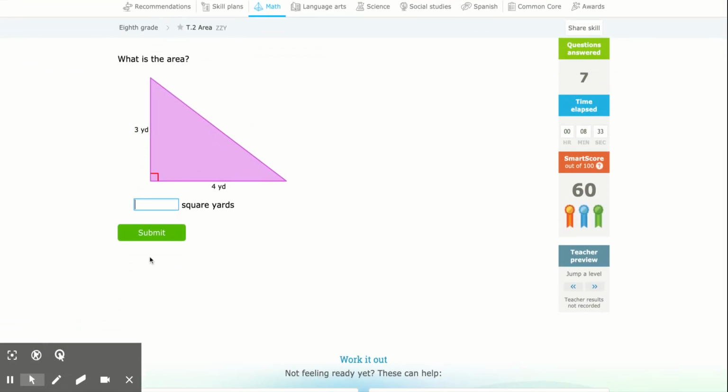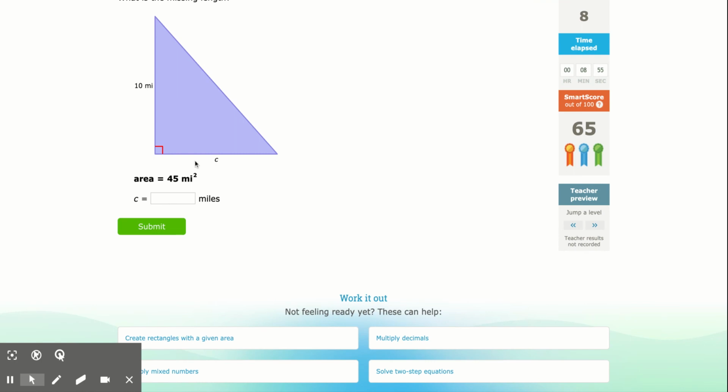A triangle we know how to do. Be careful though when you're asked to find the missing side of a triangle. It's not just 45 divided by 10, because remember, we had to take half of the base times the height. So we actually got to double the 45 to get 90, and then divide 90 by 10 to get 9. 9 times 10 is 90, and half of 90 is 45. So when you're given the area of a triangle, remember to double the area, then divide by the side you know.